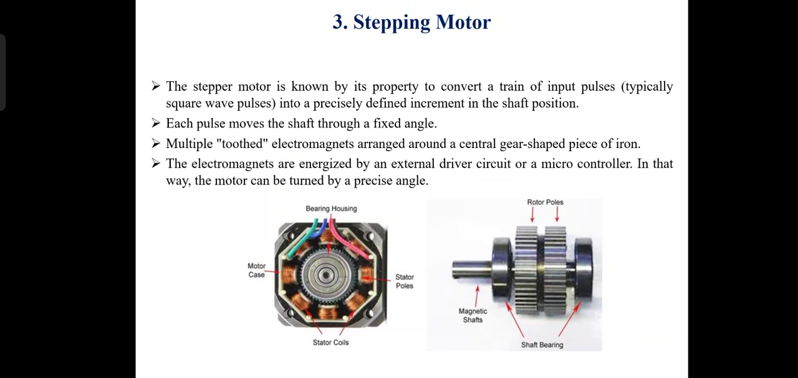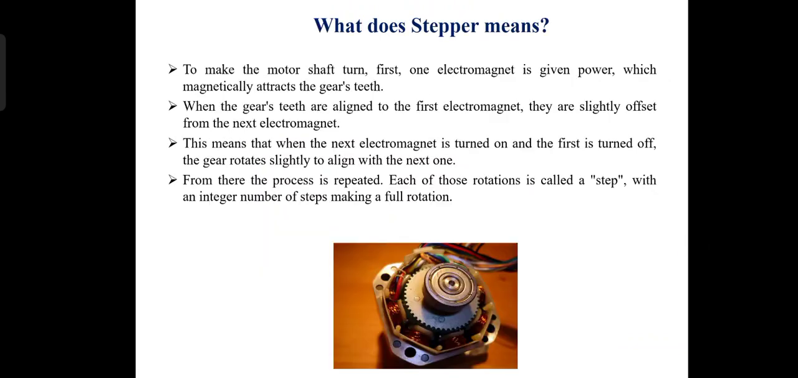Here, the rotation of the shaft is there, and the magnetic shaft or shaft bearing is there. The rotor poles are aligned with the actual shaft. What does stepper mean? To make the motor shaft turn, first one electromagnet is given power, which magnetically attracts the gear.